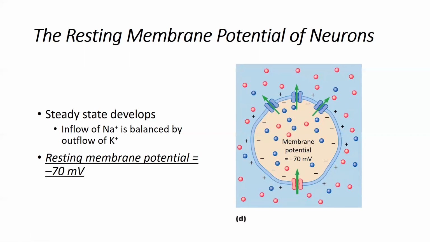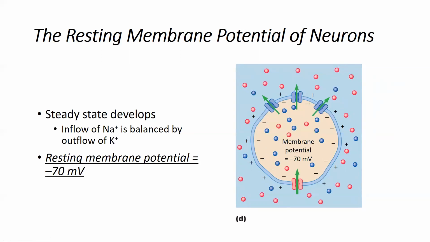What is the membrane potential when those two forces balance each other out? What is the membrane potential? What's the figure when those two forces eventually balance themselves out? Negative 70 millivolts, thank you. So that is the membrane potential, right? That's the membrane potential inside the cell. That's the voltage inside the cell when a neuron gets to steady state.